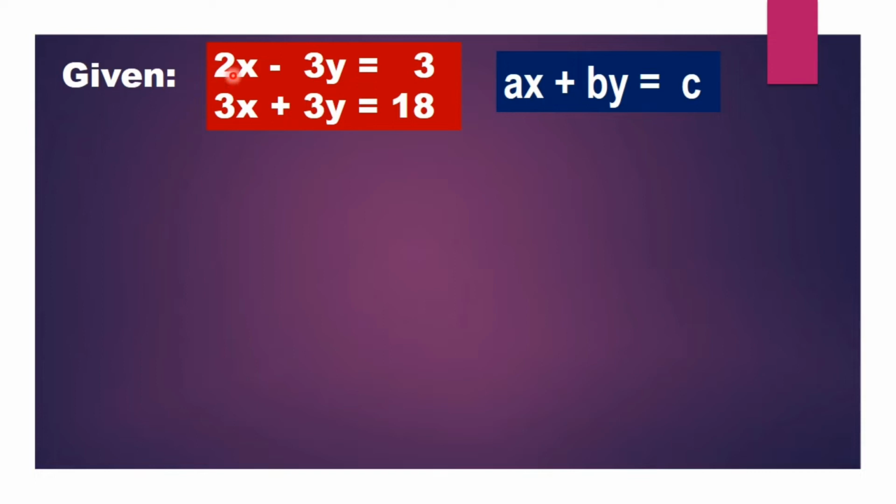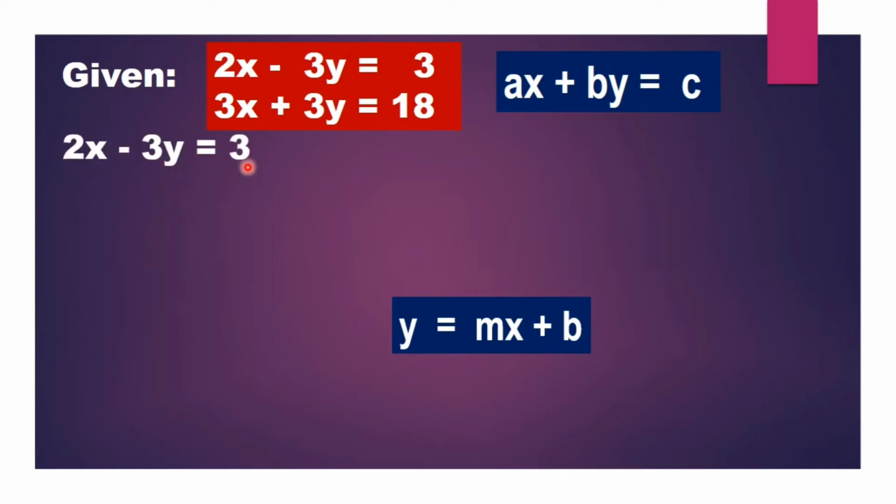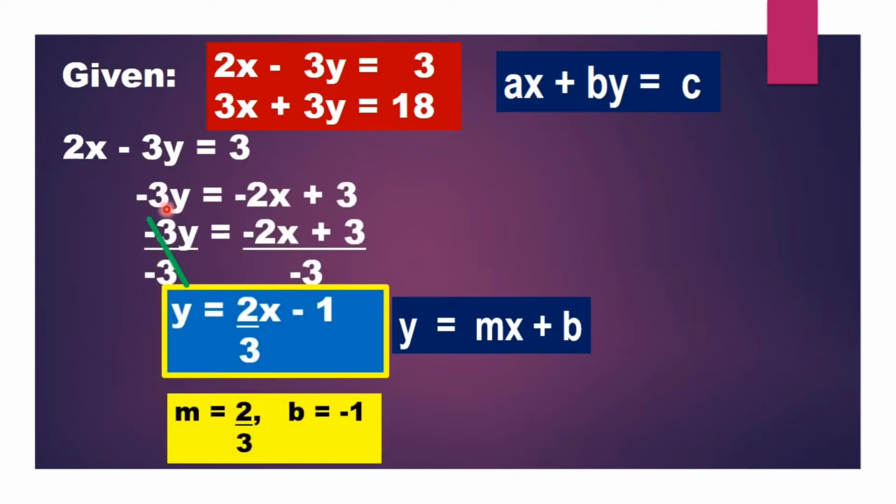Given equations 2x minus 3y equals 3 and 3x plus 3y equals 18. From standard form, convert natin sila sa slope-intercept form. Unahin natin yung 2x minus 3y equals 3. Solving for y, transpose 2x to the other side. So, negative 3y equals negative 2x plus 3. Then, divide both sides by negative 3 to eliminate negative 3.